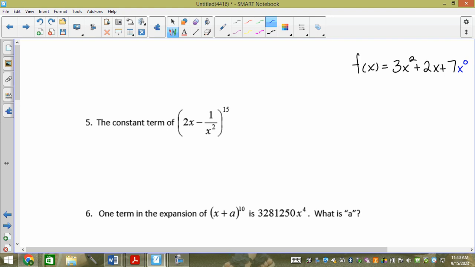So the first thing is this x squared on the bottom confuses people. Okay? We also know we're looking for the constant term, so we're looking for the term without a variable, or if we give it a variable, it's an x to the 0 variable, right? Because x to the 0 is 1, it cancels it out.